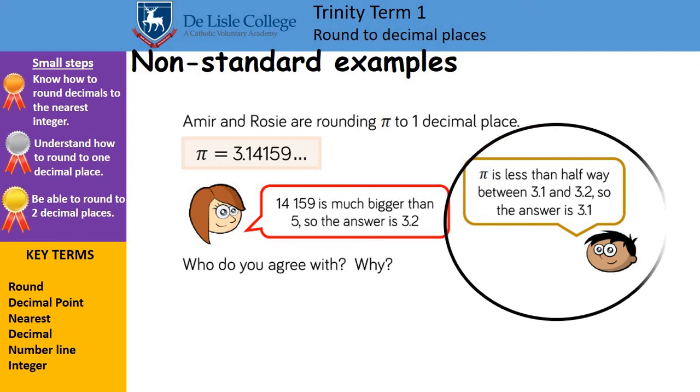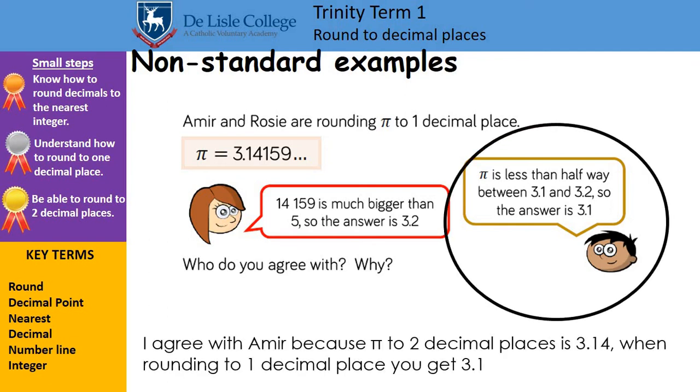Good, so I would agree with Amir, because pi to 2 decimal places, if we look here, is 3.14. When rounding to 1 decimal place, so when you round 3.14 to 1 decimal place, you get 3.1, which means it's closer to 3.1 than 3.2. Rosie's just gone in here and ignored the 3.0 and said, right, 14,000 is closer to 5, so I'll round up, but we know that's not quite how it works.